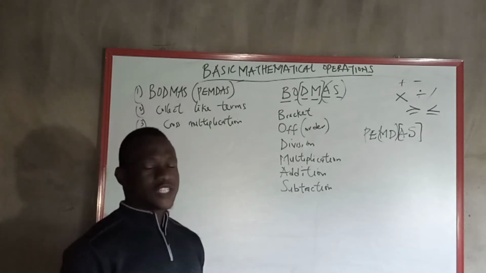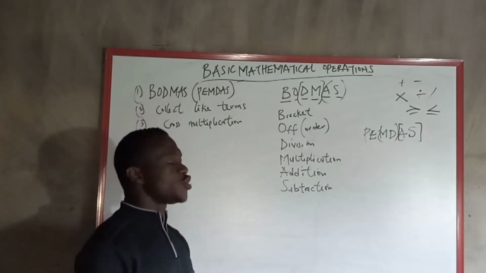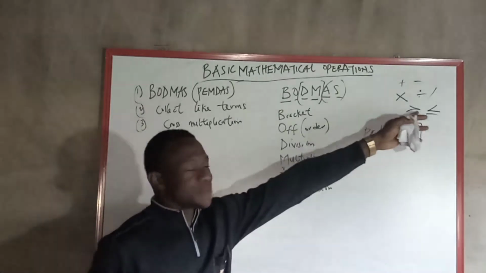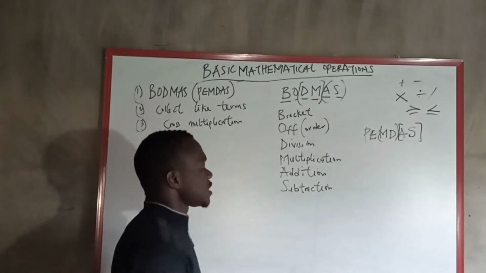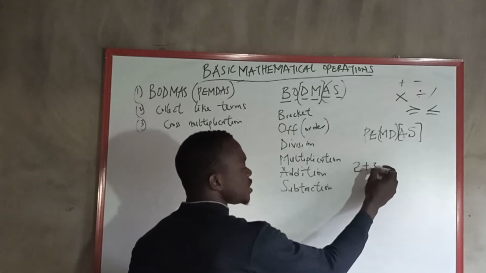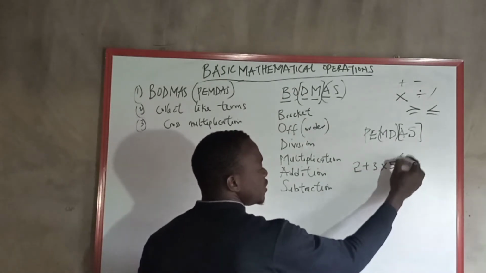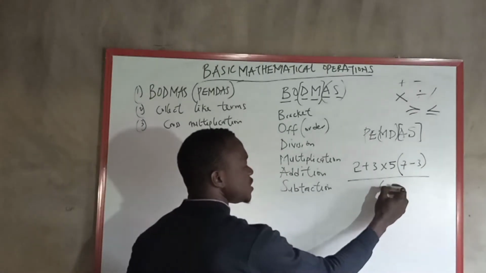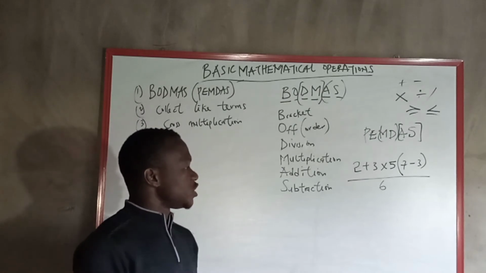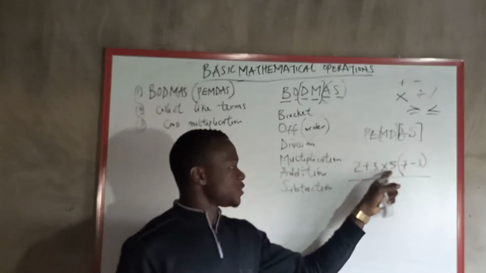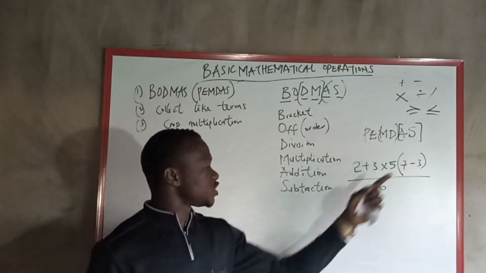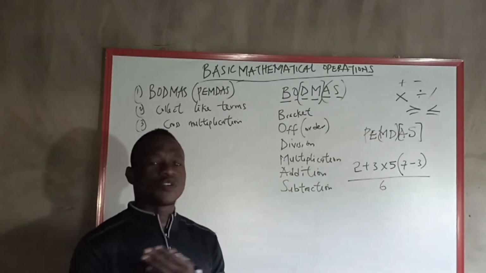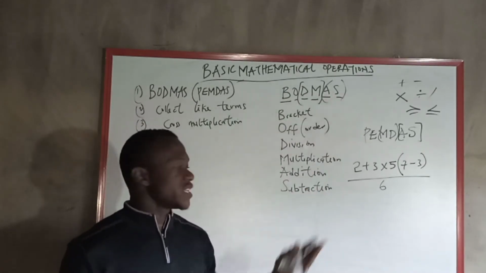Now, when do you use Bodmas? Some people don't know when to use Bodmas. Now, you use Bodmas when you have a question that requires more than one mathematical sign. For instance, we have a question that says 2 plus 3 times 5 into 7 minus 3 over, let me say, 6. Now, we see this question, we're having positive, multiplication, subtraction, division in one question. Automatically, there's no other rule to apply apart from Bodmas in solving this.